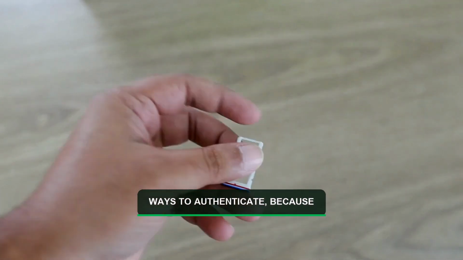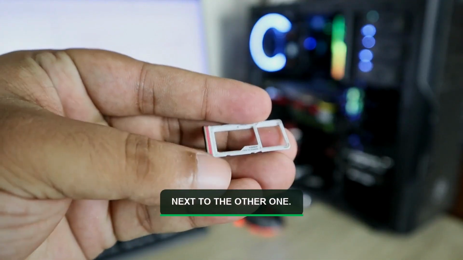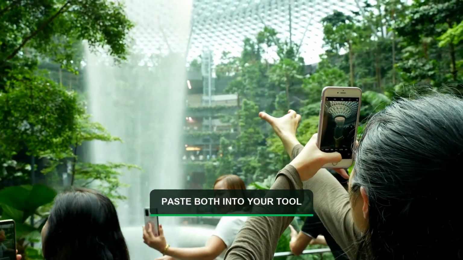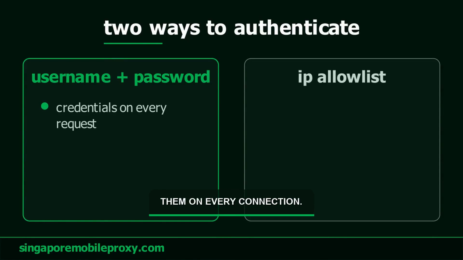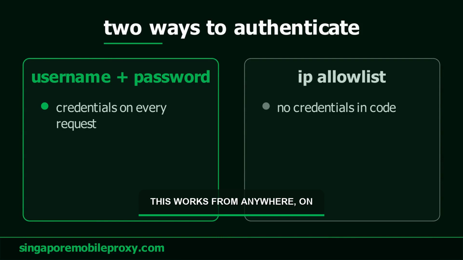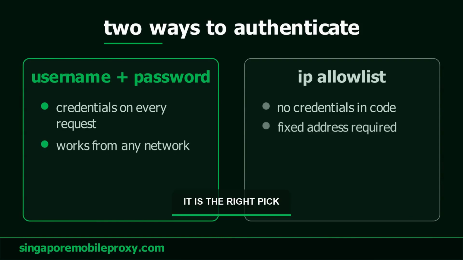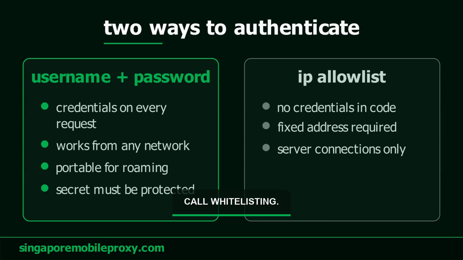Let me start with the two ways to authenticate, because allow listing only makes sense next to the other one. The first way is a username and password. You paste both into your tool along with the host and port, and the gateway checks them on every connection. This works from anywhere, on any network, which is why it is the default. It is the right pick when you move around, when you connect from a laptop, or when your address keeps changing.